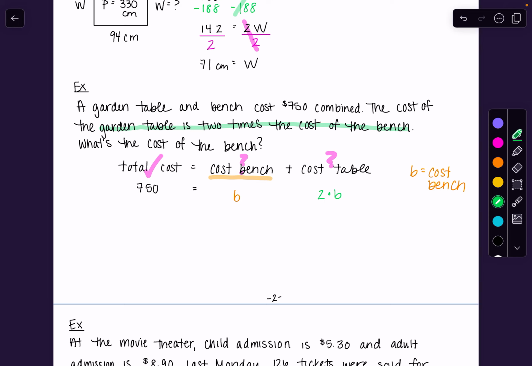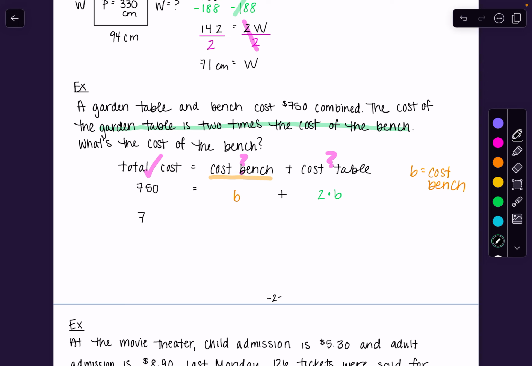So you can think of it, if your bench is $100, then your table is 2 times 100 or $200. If your bench is $300, then the cost of the table is 2 times 300 or $600. So we're able to write an equation solely involving this variable B. I don't have to assign a different variable T to this. Everything is in terms of the cost of the bench. And then from here, it's a matter of just solving for B.